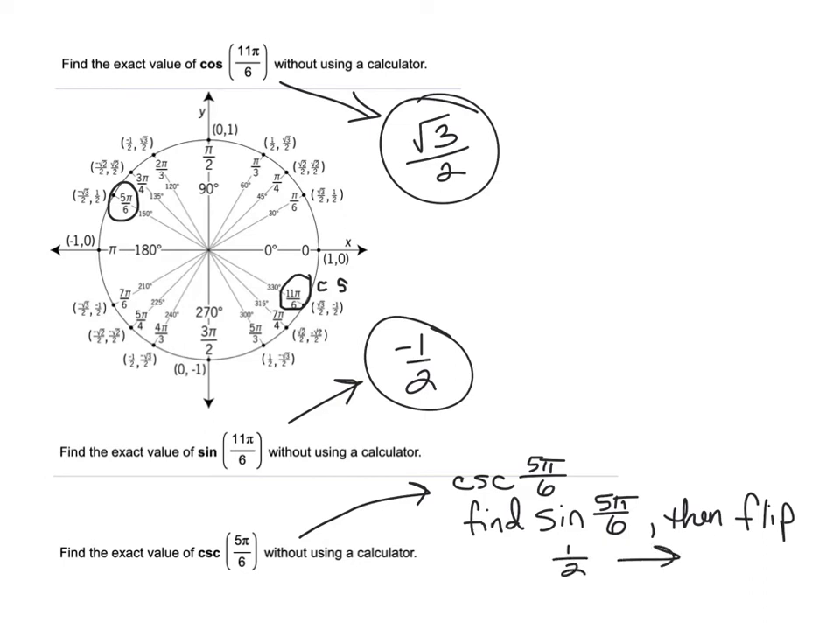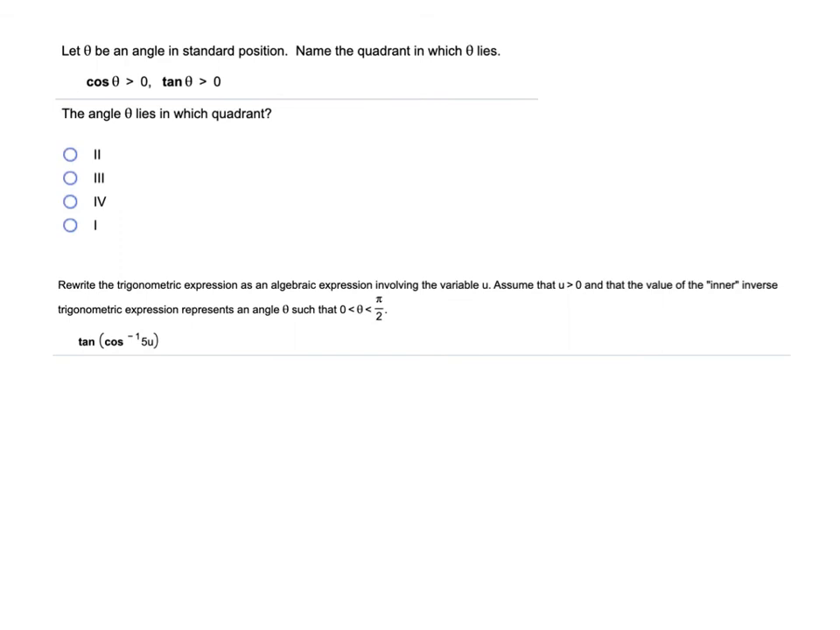Therefore, the cosecant, you flip it, you get 2 over 1. My answer is 2. Okay, let's do the next one. Let theta be an angle in standard position. Name the quadrant. Remember, they give us two pieces of information. We're going to use our All Students Take Calculus chart.